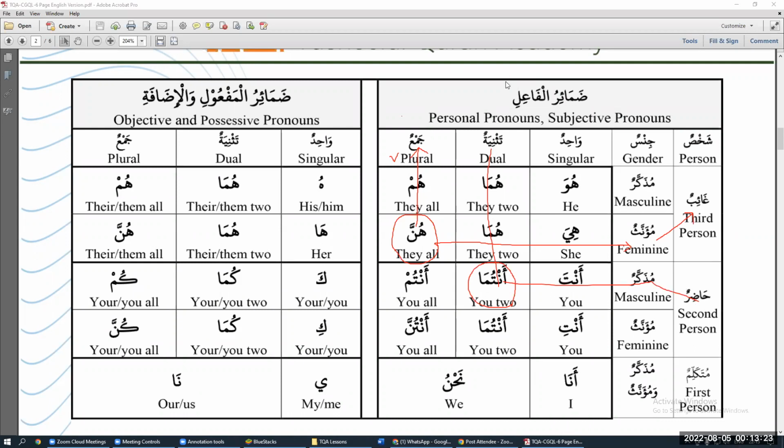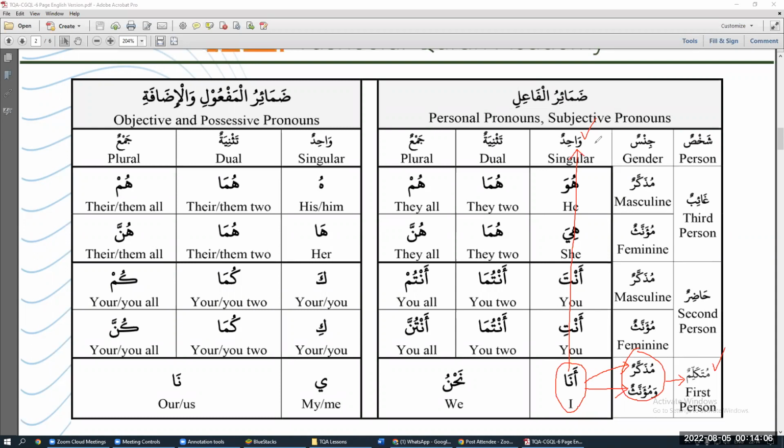Now have a look at these two. Ana. How do we say what is ana? Ana is wahidun, muzakkarun, muannasun, and mutakallimun. So the grammarians made it easy for us, saying that you can identify ana as wahid mutakallim. There is no need to utter all of this. If you can utter it, no problem. But if you say ana is wahid mutakallim, this is good enough. Okay.